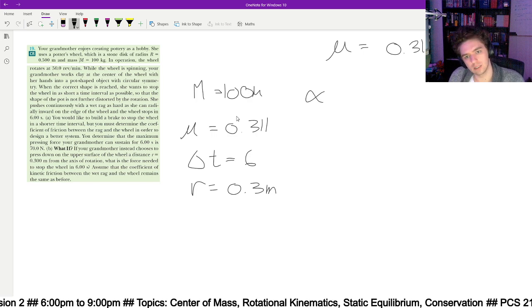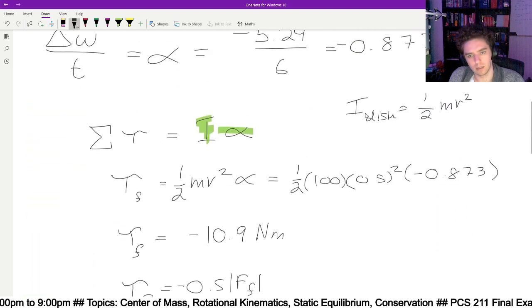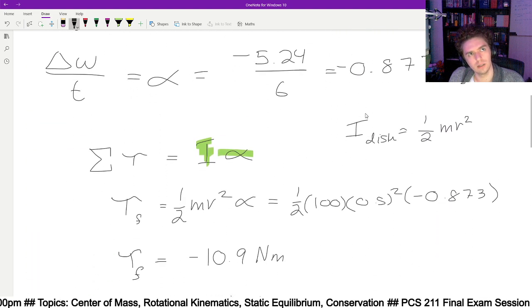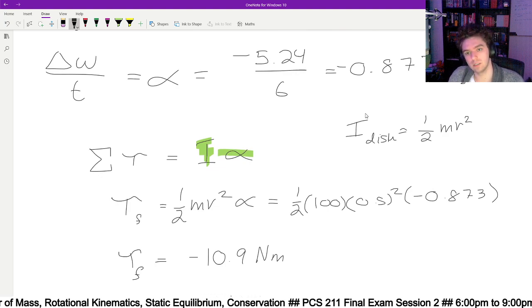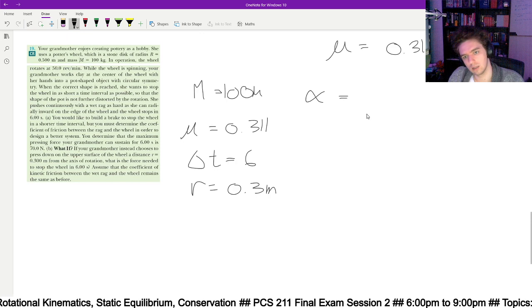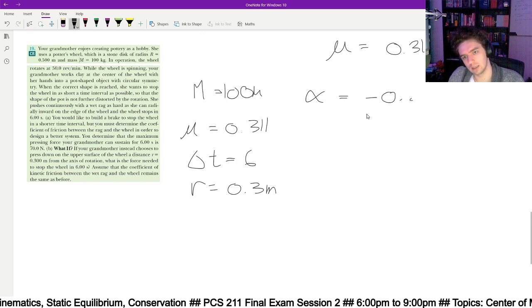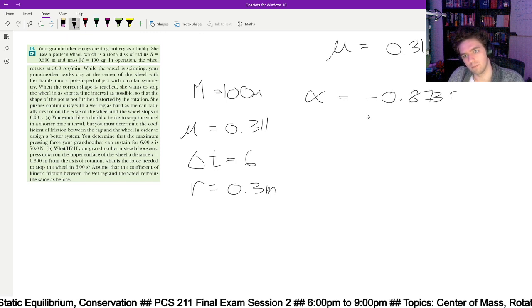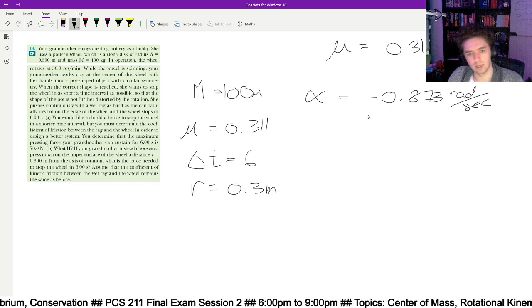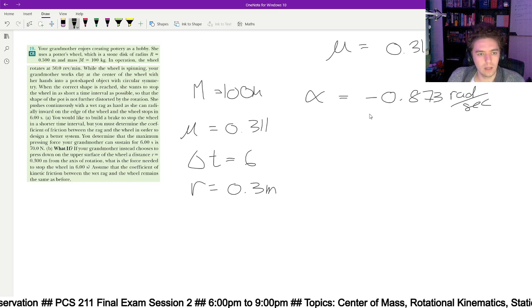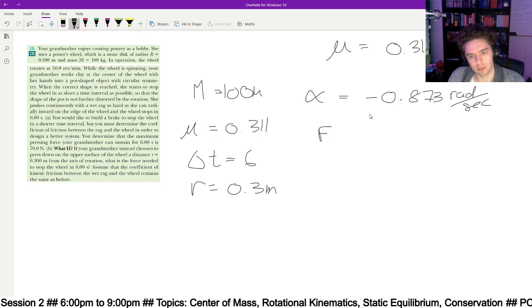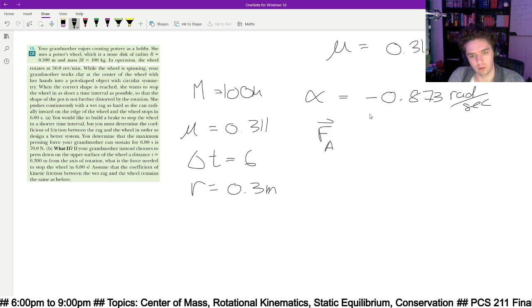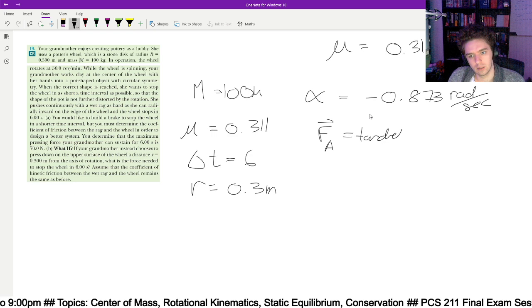We also know that the angular acceleration, since we calculated it last time, will be the same, I'm pretty sure, because it's going from the same speed to the lower speed in the same amount of time. So negative 0.873 radians per second. Okay. And then we're looking for the force applied. That's pretty much what we're looking for, right? That's our target.